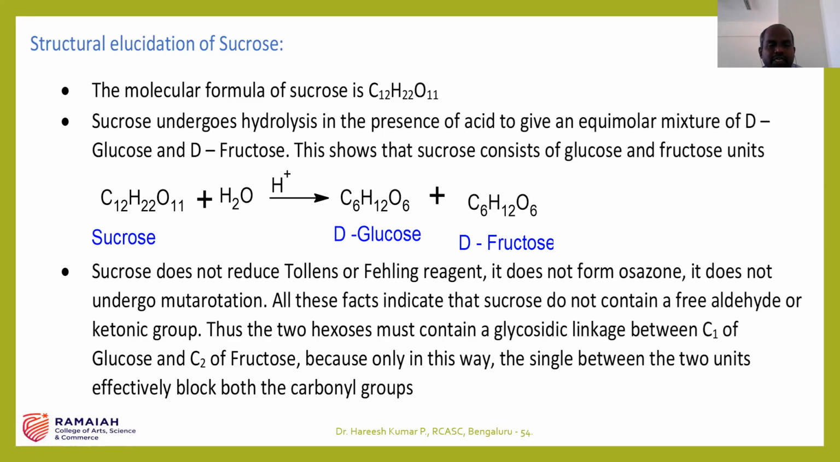But in olden days, it was not like today's technology. In olden days, scientists used to do several reactions, and they took several years to conclude the structure of unknown compounds. So in that context, we are discussing the structural elucidation of sucrose.